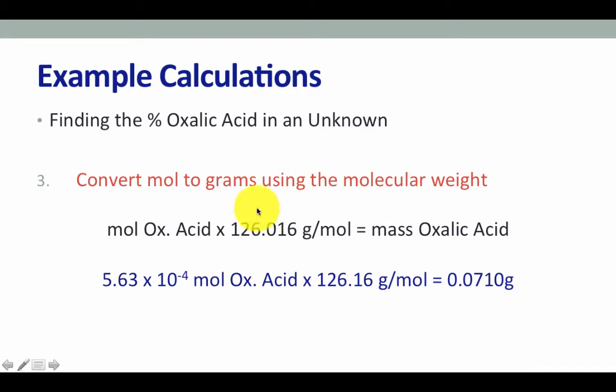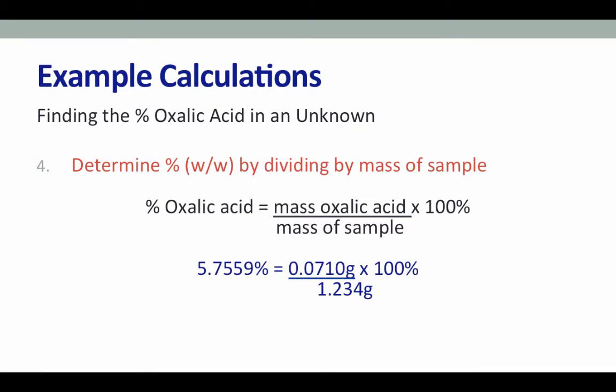So we will use the molecular weight of oxalic acid and the moles that we calculated from our reaction with permanganate to determine the mass of oxalic acid that was in our sample. We then determine the percent weight by dividing this mass of oxalic acid by the mass of the sample that we initially put into our Erlenmeyer flask.